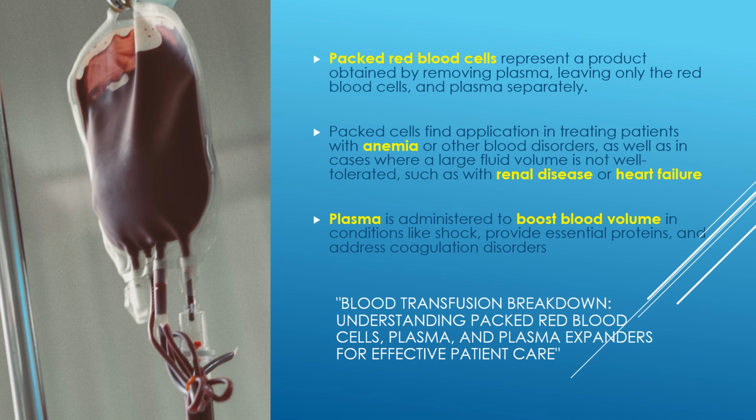Plasma is administered to boost blood volume in conditions like shock, provide essential proteins, and address coagulation disorders. In the management of shock, plasma expanders serve to increase plasma volume. Examples of these expanders include low molecular weight dextran, albumin, Hespan, and Plasmanate.